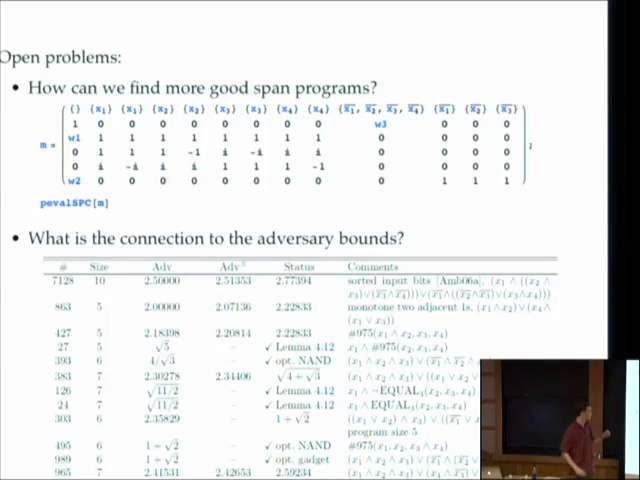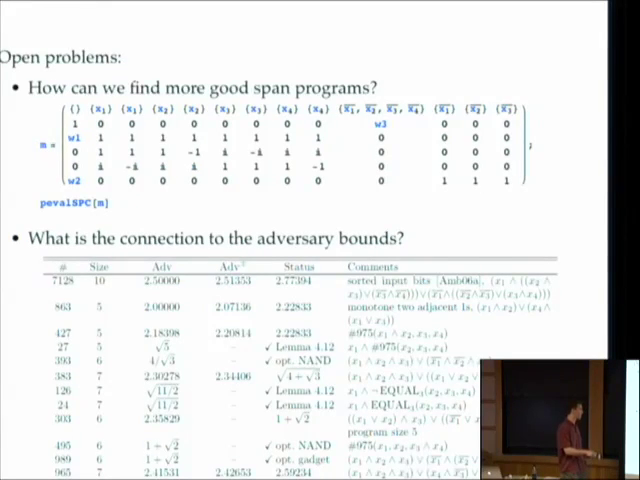the adversary bounds. So here I have a table, and the rows of the table correspond to different functions, 4-bit functions. And I've listed for each one the adversary bound and the general adversary bound. So this is always better, or this is always at least as good. Sometimes it's strictly better, sometimes it's equal, or I've just put a dash. And this column here tells us the best span program we were able to find. So that's an upper bound.